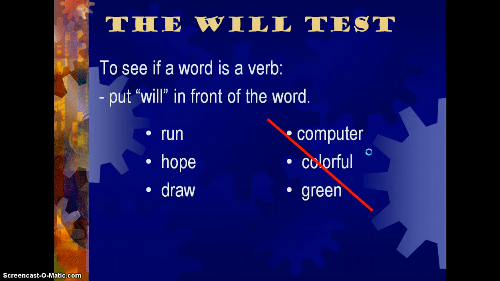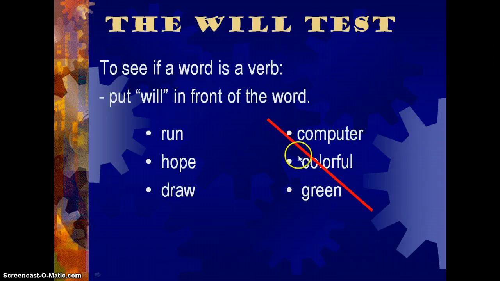To also check if a word is a verb, you can do the will test. You can put will in front of the word to see if it is a verb, an action, or something that you can do. So I could say, I will run. Obviously that makes sense, and so that is something that you can do. That's a verb. I will hope. That makes sense. That's a verb. I will draw. That makes sense.